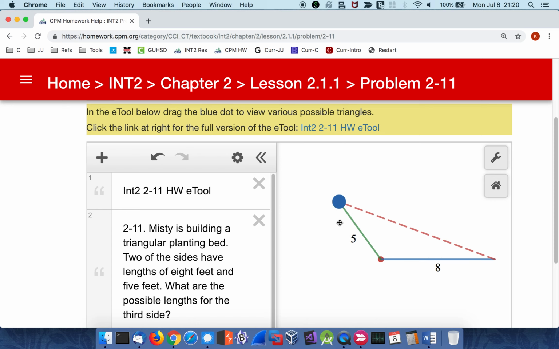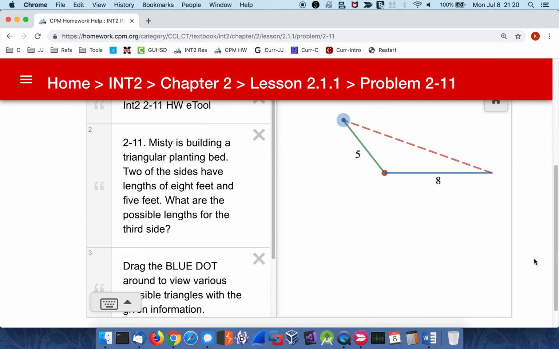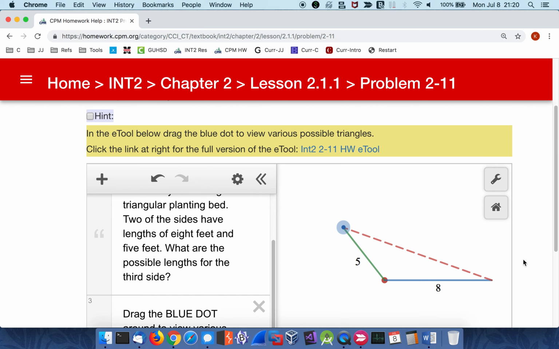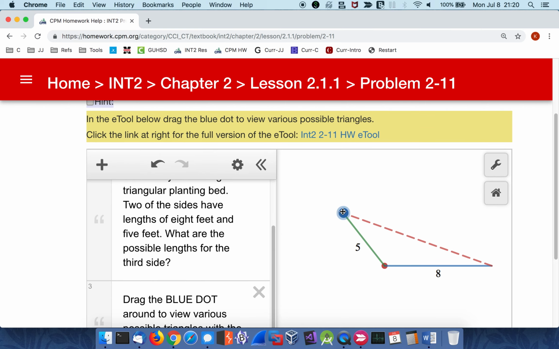But in any case, with this little tool, you can see that the minimum would be 3, it has to be greater than 3, and then the maximum is it has to be less than 13. So any of the numbers in between is the length of that third side. Anyways, I thought that tool was kind of interesting. I don't really get Misty's gardening techniques, but there you go. Something interesting to think about, and it helps, I guess, to remember that triangle inequality.